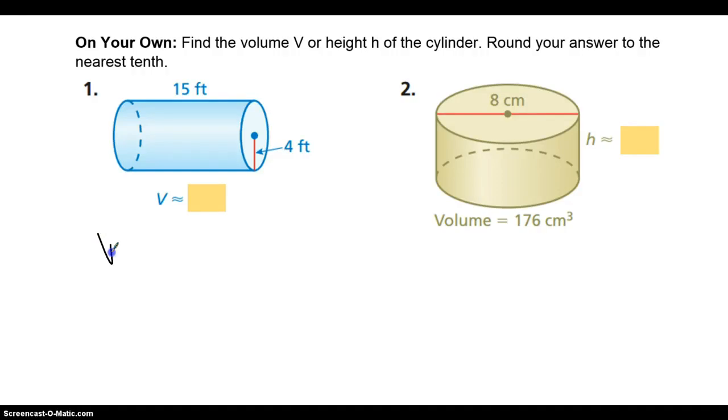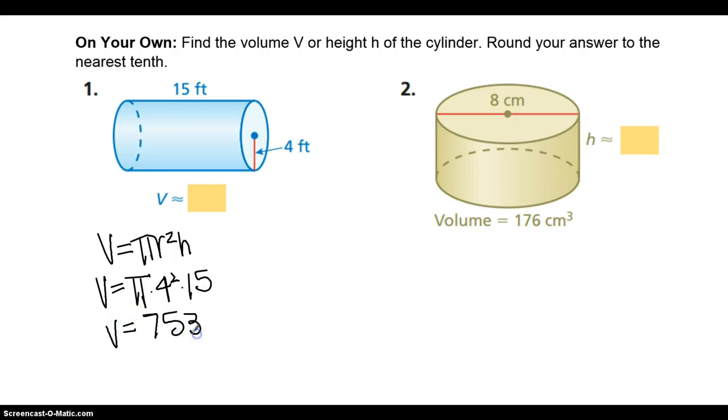All right, this one is volume equals pi r squared times the height. So volume is equal to pi times radius squared, which is 4 squared, times the height of 15. So in my calculator, I'm punching in 3.14 times 4 squared times 15. And you get a volume is equal to 753.6 feet cubed.